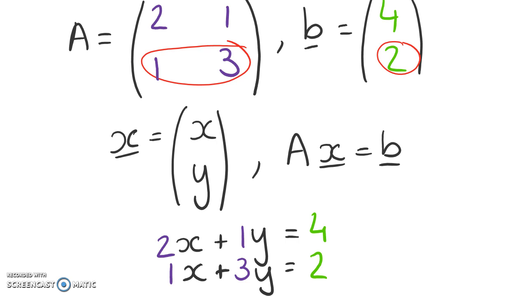That's all we need to do to be able to convert from a matrix equation to a set of simultaneous linear equations. I hope that you'll be able to convert in either direction.